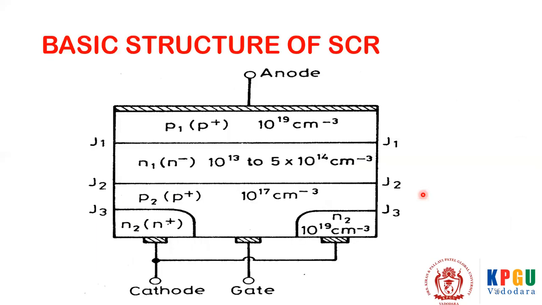The basic PNPN structure of the SCR is shown over here. Anode is a highly doped P structure. Then in between you have a drift region, N minus. Then P2 with a highly doped P plus region, and then you have two N plus regions forming the cathode, right? So this is how the vertical structure looks.